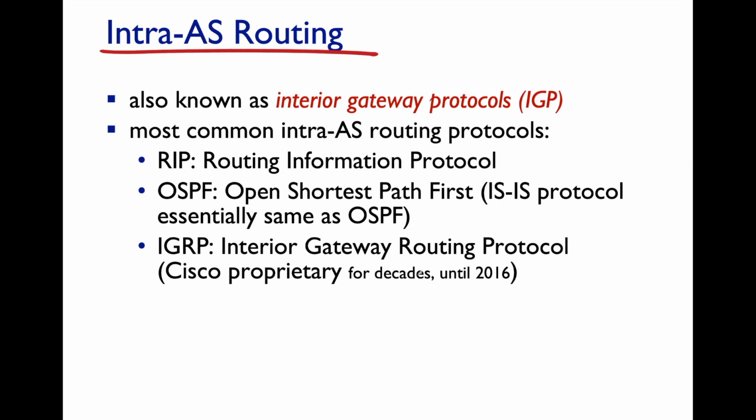So this is sometimes called an interior gateway protocol. The most common intra-AS routing protocols are RIP, Routing Information Protocol, which is fairly old, and that's a form of link state routing. OSPF, Open Shortest Path First, that's also a form of link state routing. And something called Interior Gateway Routing Protocol, which used to be proprietary to Cisco, but was made a public standard relatively recently. That's a form of distance vector routing. And so OSPF is also link state, but it adds an improvement, the ability to hierarchically aggregate large groups of routers into something called areas.